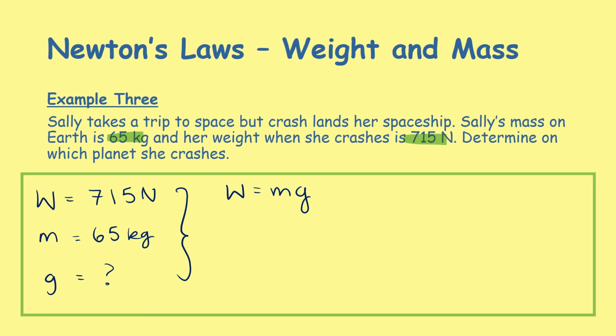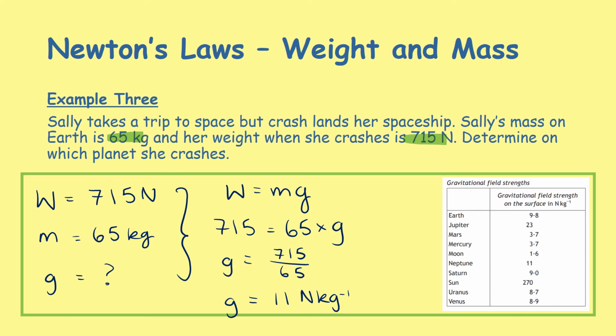W equals mg, so 715 equals 65 times by our gravitational field strength. So G is going to be equal to 715 divided by 65, which gives us an answer of 11. And remember, that's newtons per kilogram. Here is our data sheet. You can see we've got lots of different numbers down there for the gravitational field strength on the surface of various planets. We are looking for the number 11. And you can see about halfway down there, we can see the number 11. That is Neptune. So our final answer is Neptune.